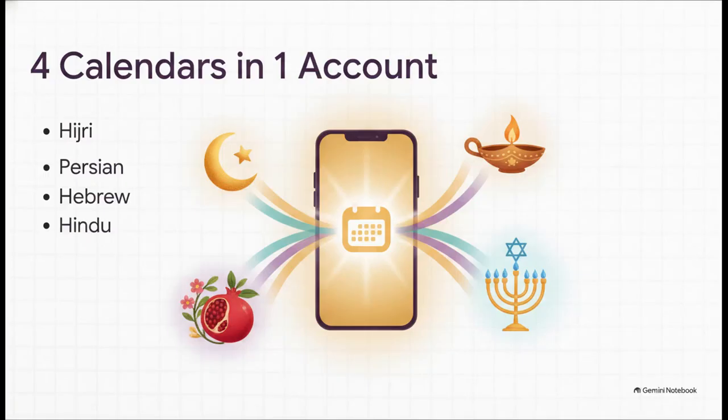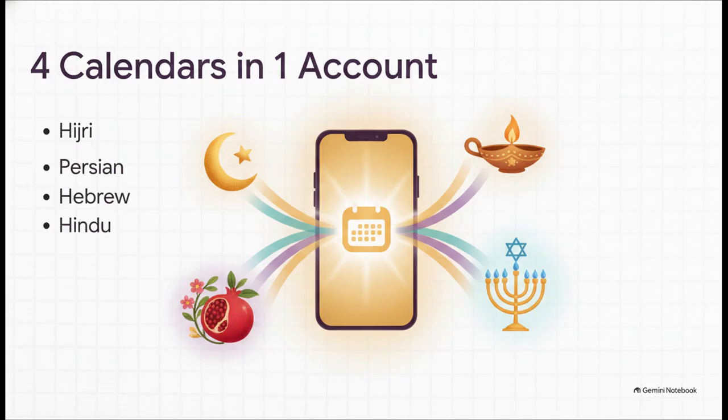So how do we actually fix this? Well, Multical takes a totally different approach. It explicitly supports 4 major calendar systems right from a single account: the Islamic Hijri calendar, the Persian calendar, the Hebrew calendar, and the Hindu calendar. This means you are no longer juggling separate conversion tools or downloading all these specialized apps just to keep track of your own family's lives. If you have friends celebrating according to the Hijri calendar and family following the Hebrew calendar, Multical handles them both simultaneously.